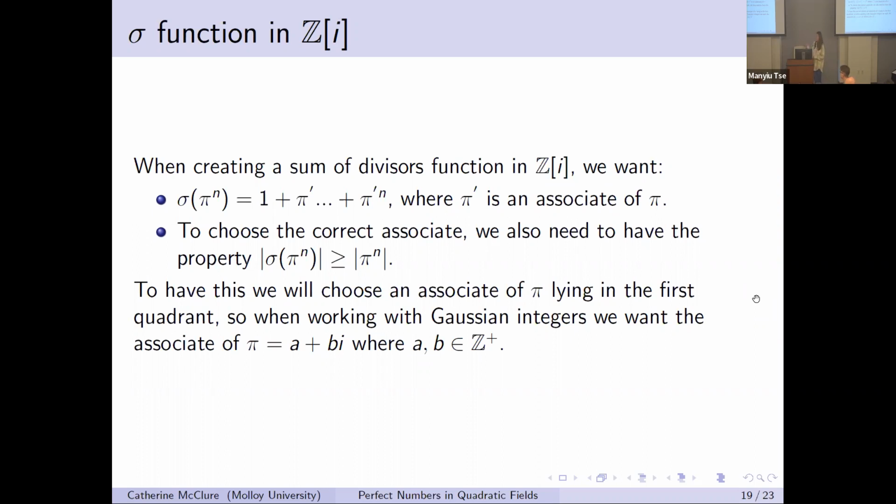While in our regular integers, we don't do that. We have just positives and it's simple, but here we don't really have a sense of positivity. So we need to choose the correct associate to get these two properties. And to do this, we just choose an associate that's lying in the first quadrant, which just means that a and b are both positive integers.